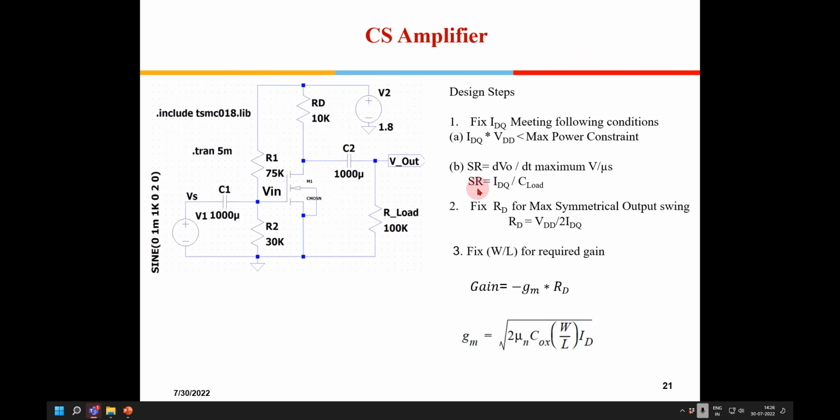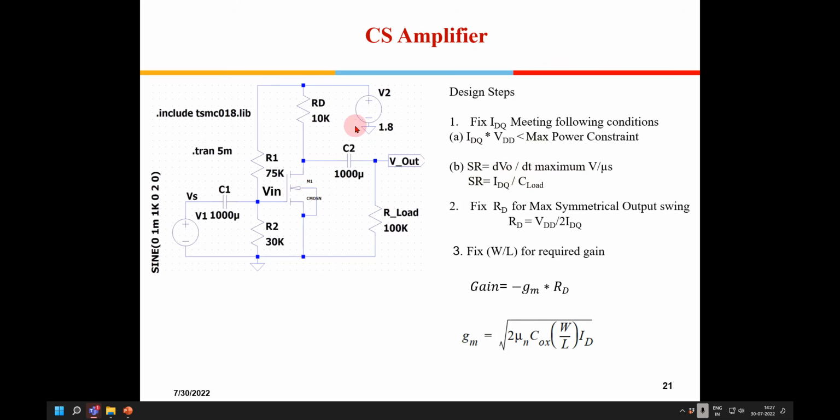Okay, so now let's try and fix the values of these resistances. How to design an amplifier? There will be some design constraints. First of all, there will be a max power constraint. We know it is better to keep ID as large as possible, because that will give me the desired gain. But the circuit specification may say I cannot exceed the total power by this much amount, or the transistor itself might have a power restriction.